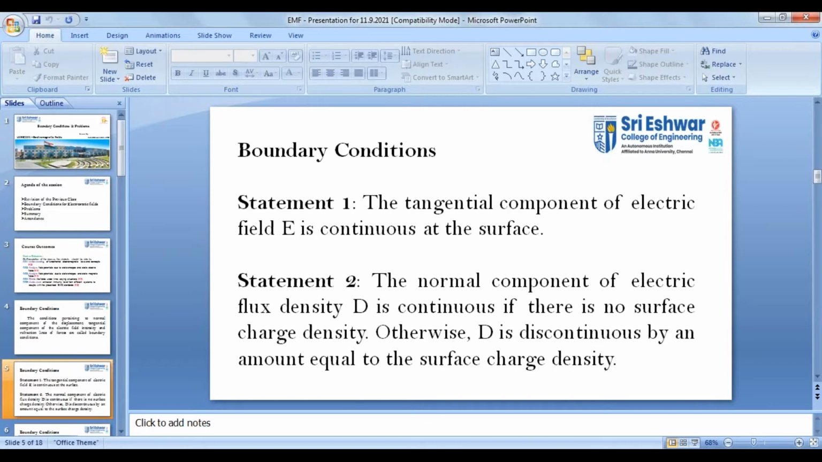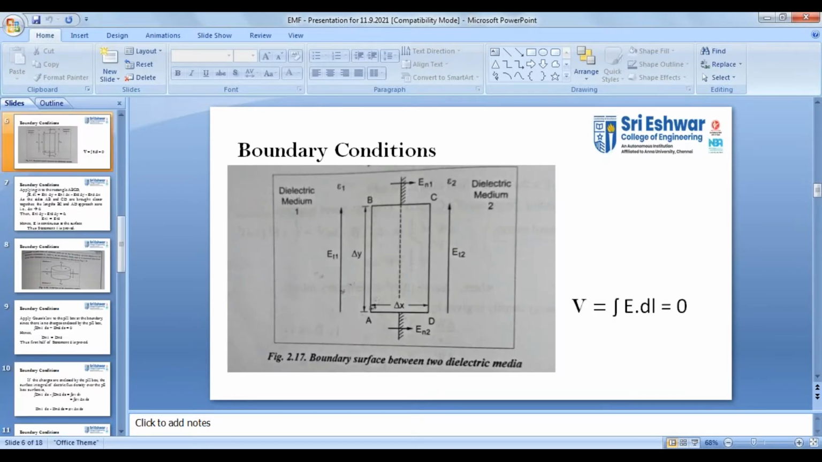So these are the two statements which are very, very important. The tangential component of electric field E is continuous at the surface. This is statement number 1. Statement number 2: the normal component of electric flux density or displacement density D is continuous if there is no surface charge density. Otherwise, D is discontinuous by an amount equal to the surface charge density itself. Is it okay? Now, we are going to prove these two statements. That is our task.